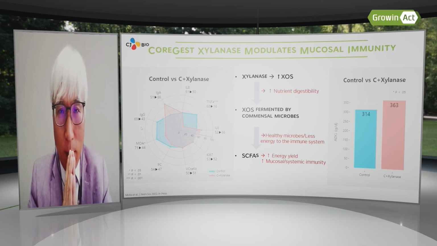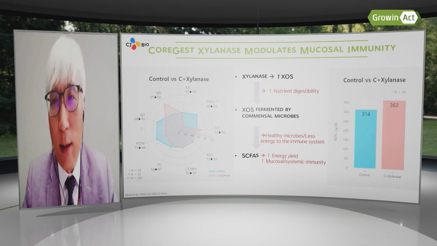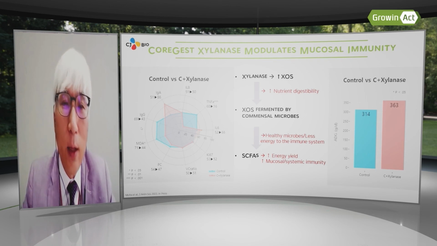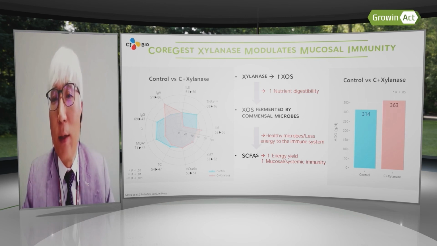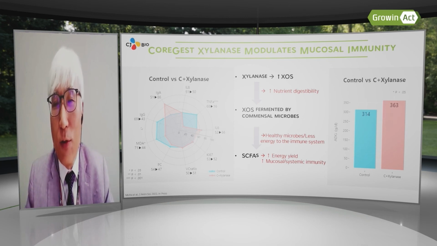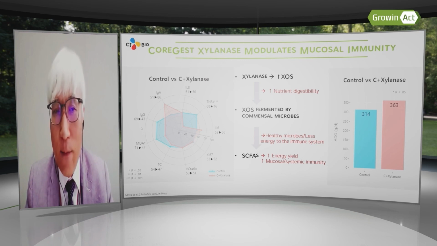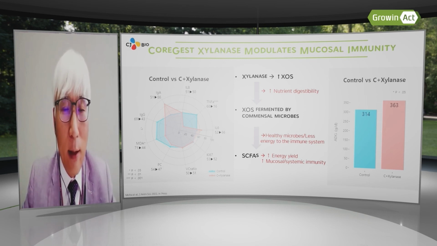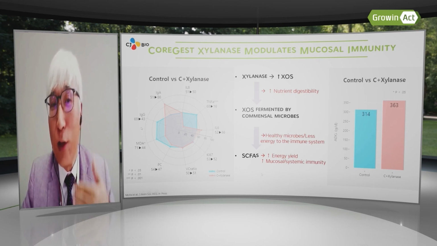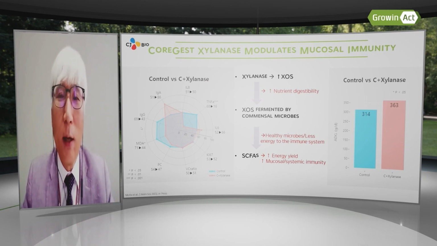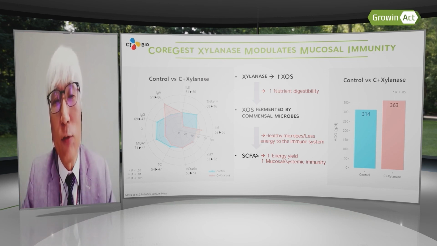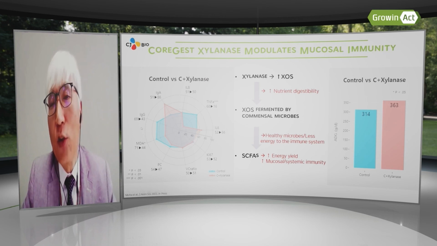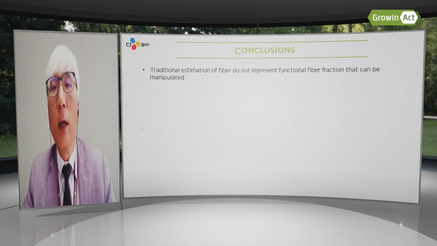So multiple layers of mechanisms are actually involved in how XYLANASE can improve performance of the animal. It improves not only nutrient digestion, but also is involved in a healthier microbial community, and also increases immunity of the gut, therefore reducing the energy going into the immune system that contributes back to the growth of the animal. This is the whole picture of utilizing the functional fiber fraction in the gut.